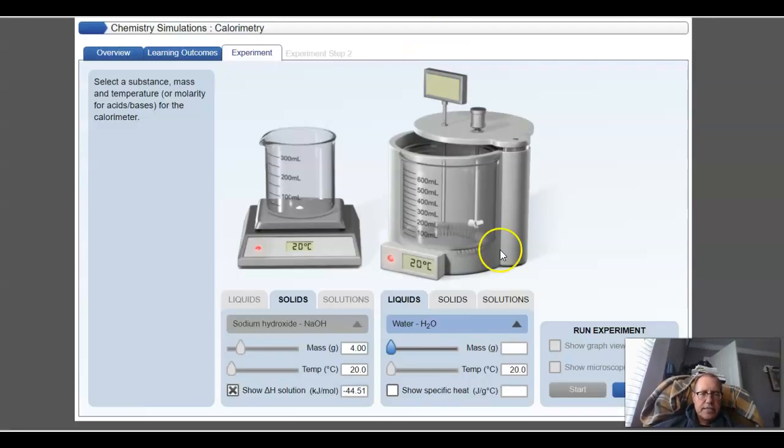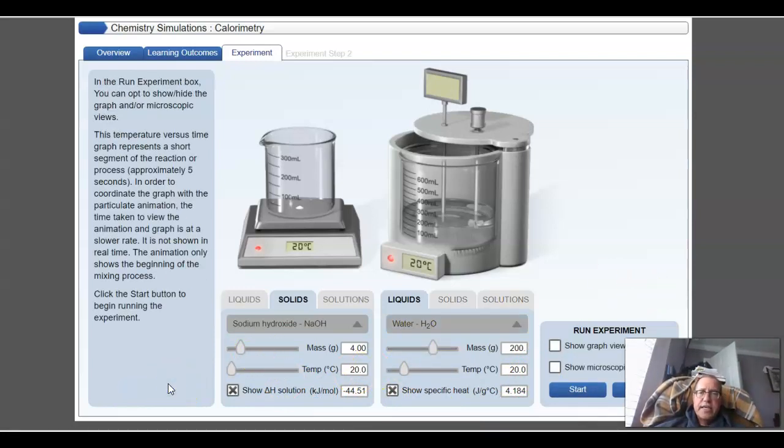All right, okay, we can do mass here. That's fine. So we do water. We want to get that to 200. All right, and we'll keep it at 20 degrees. And again, if you want to show the specific heat, feel free to do that. That's 4.184. All right, so now what we're going to do is hit next.